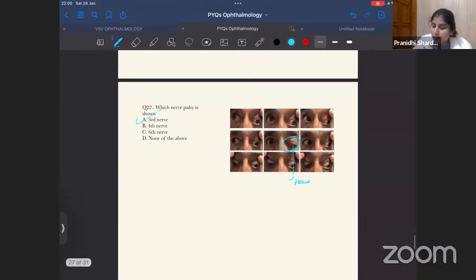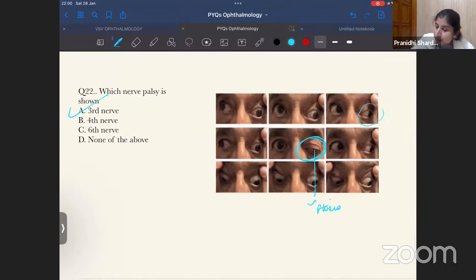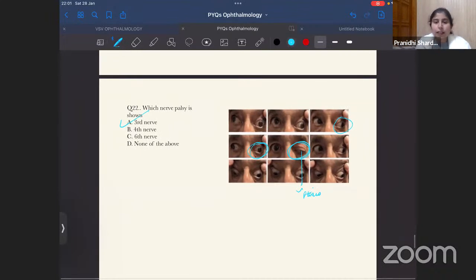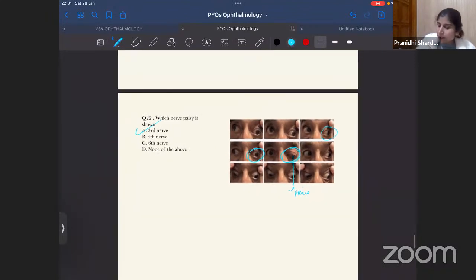Still we can see this. Eyes down and out. Abduction is compromised. See here, abduction is defective. Okay, this is the clinical picture, characteristic of third nerve palsy. Always see the central image. You will solve 70% of the question by just seeing the central image.